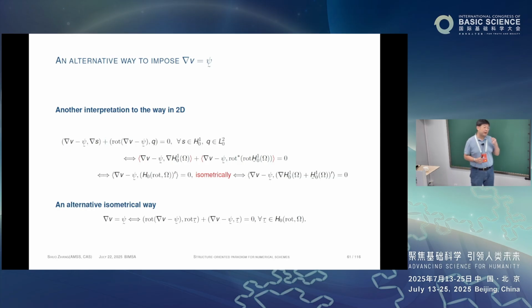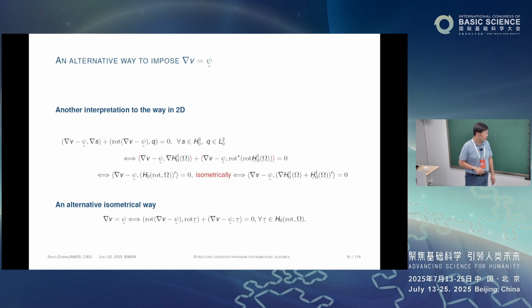This needs some background knowledge of the space, and I will not discuss too much here, but this hints us what gradient v equals to psi means. That is, gradient v equals to psi in gradient H10 plus H10. Let me repeat. v is in H10, psi is in H10 vector. Then gradient v equals to psi means it is in this gradient H1 plus H1, in this summation space. This is what this formulation tells us.